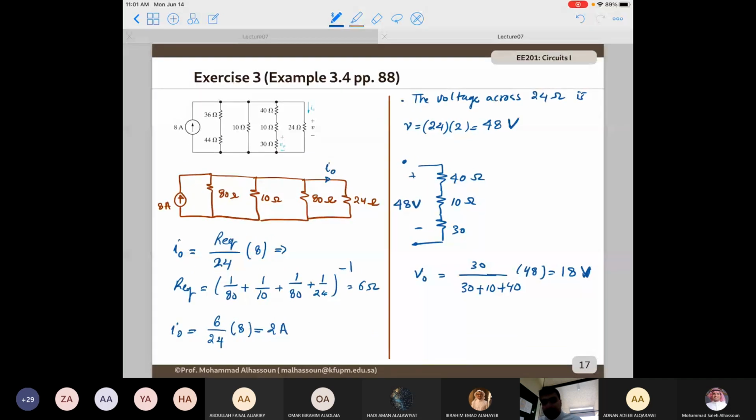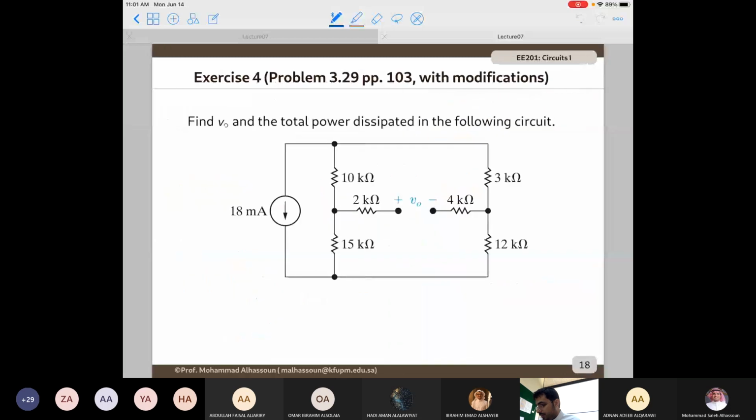Okay, now we found V naught and I naught. So let's move on to the following exercise. For that exercise, I want you to pay attention. This is a very important exercise, and there are a lot of concepts here that we need to be careful with. In this exercise, we are asked to find V naught and the total power dissipated in the following circuit.